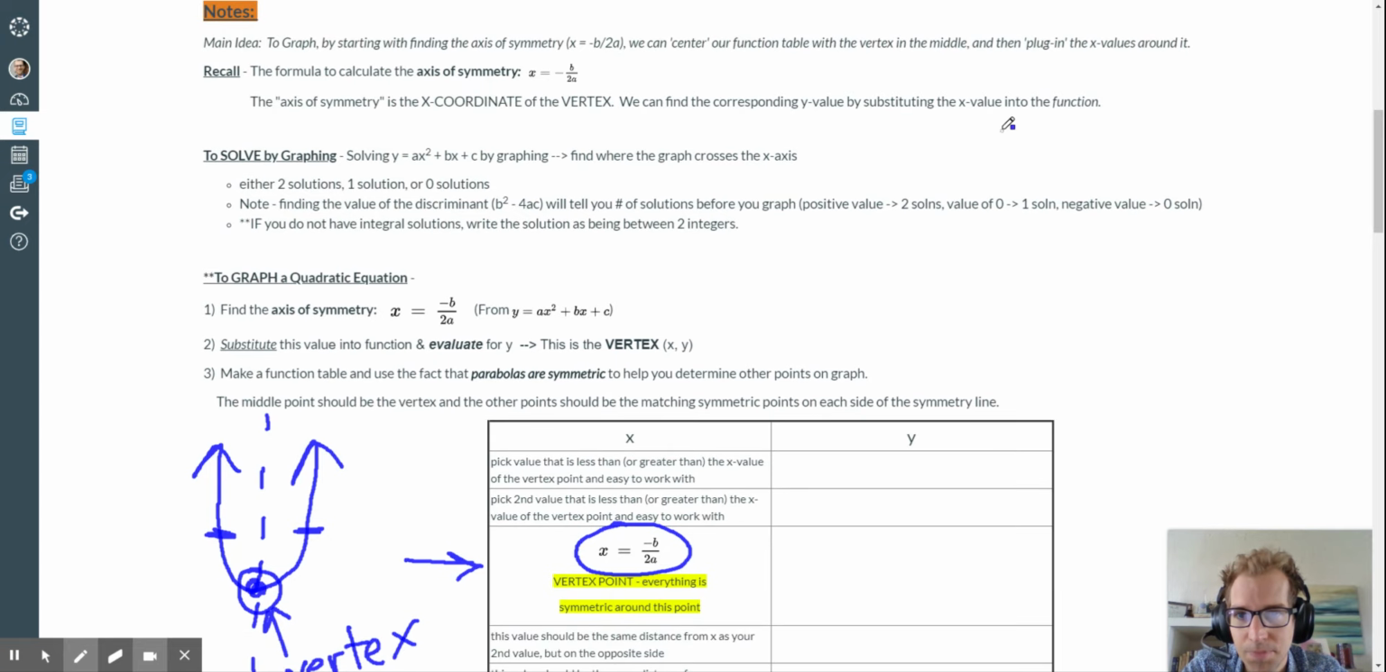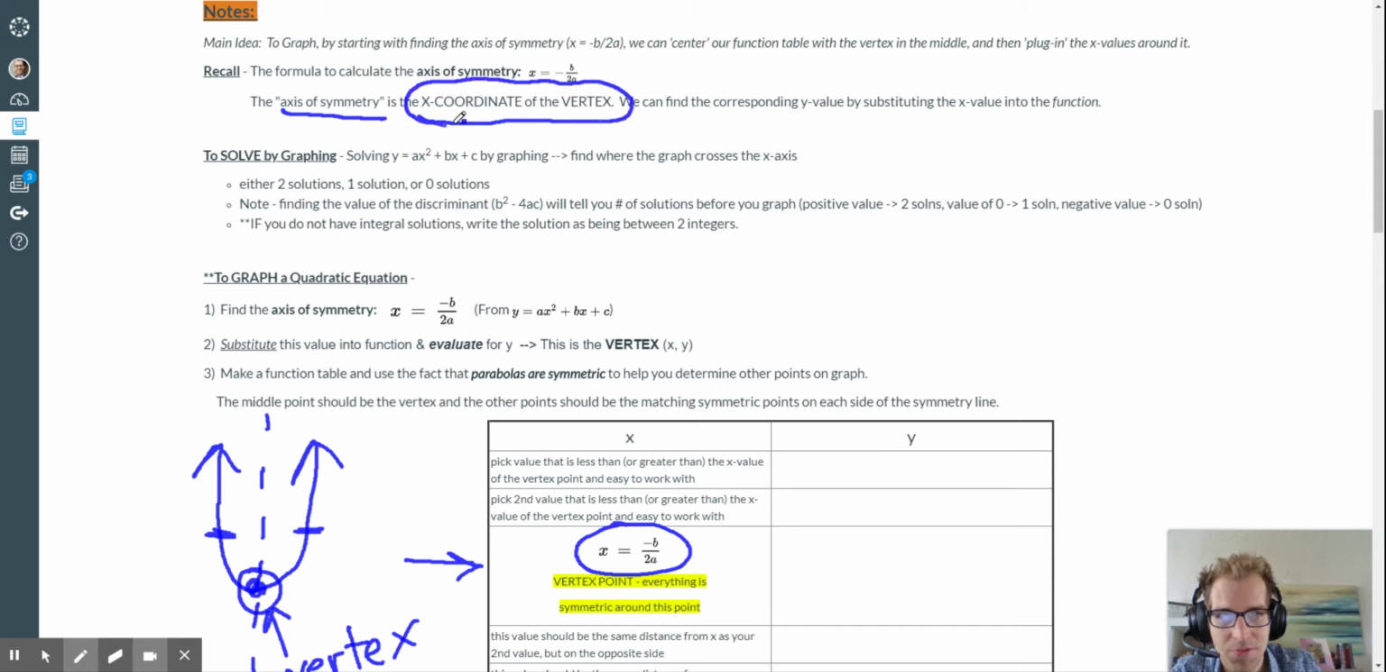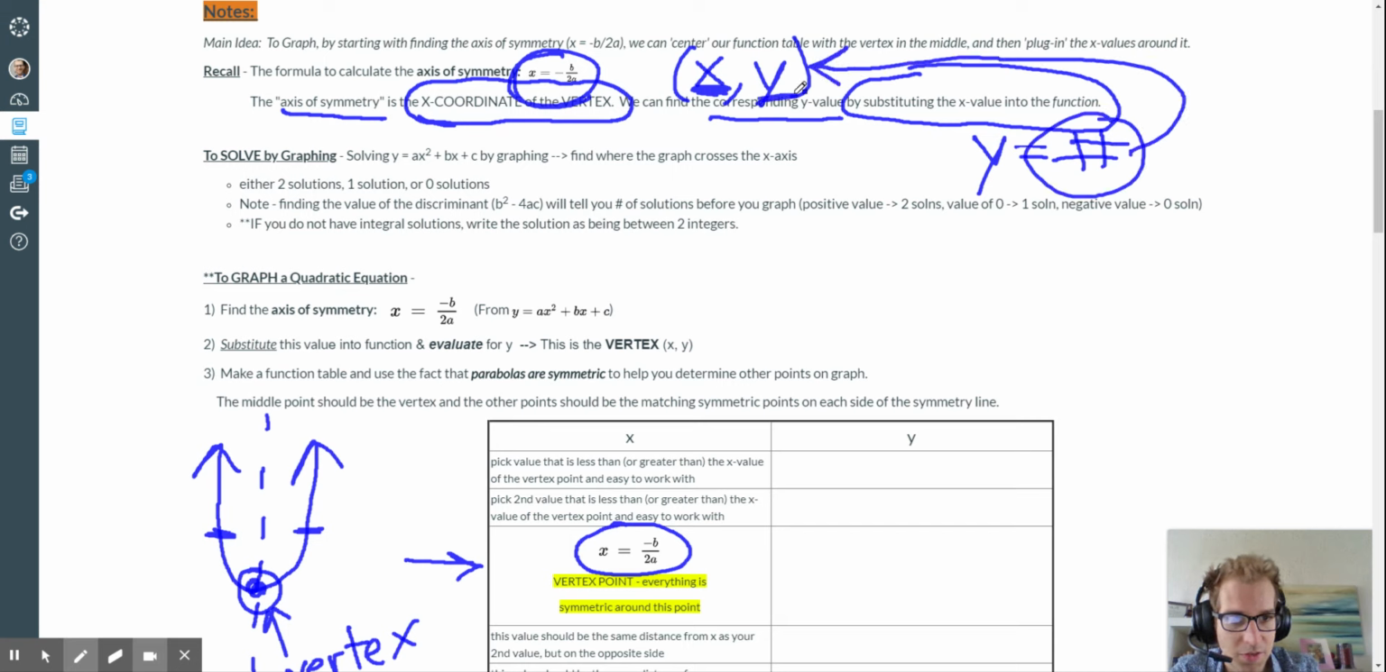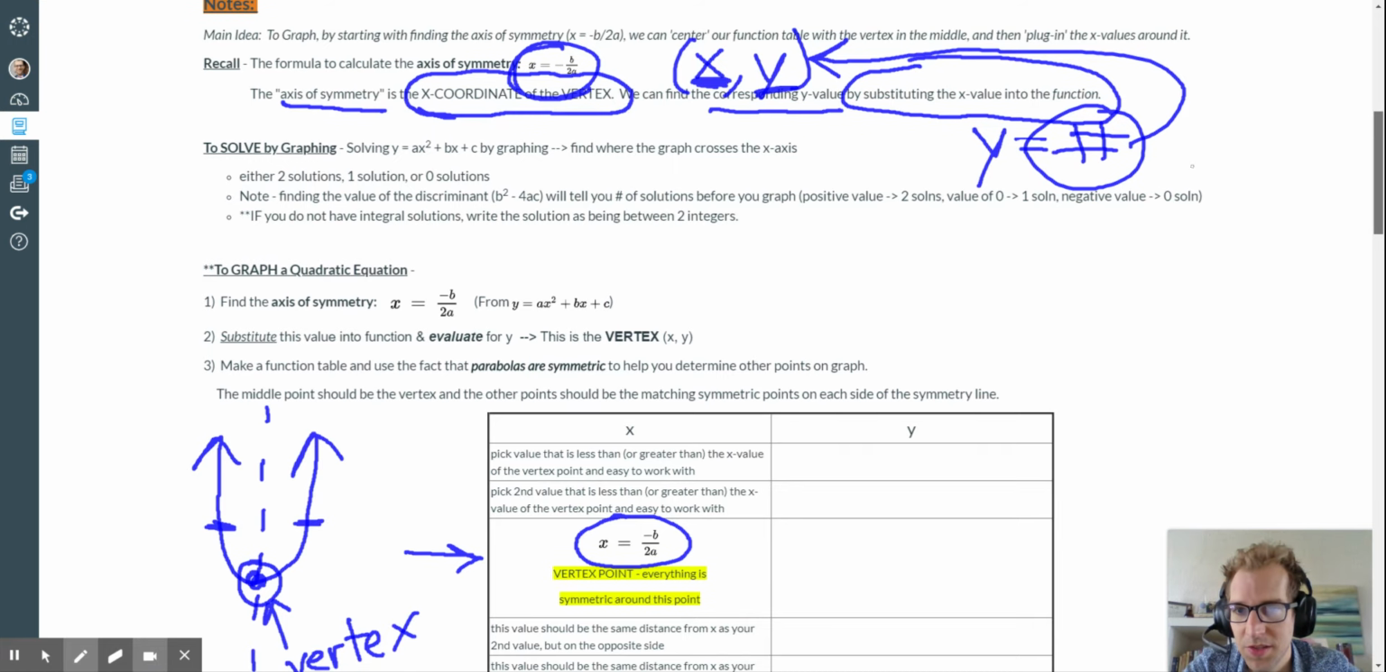We won't cover everything that's on here. Just remember up here, the axis of symmetry is the x-coordinate of the vertex, right? So whatever you find that axis of symmetry to be, that's going to be the x in your x comma y for the vertex. Then to find the corresponding y value, all you do is substitute that x into the function, and whatever number y ends up being equal to goes for the y-coordinate in the vertex. Solving is just review from the discriminant and things from last week.